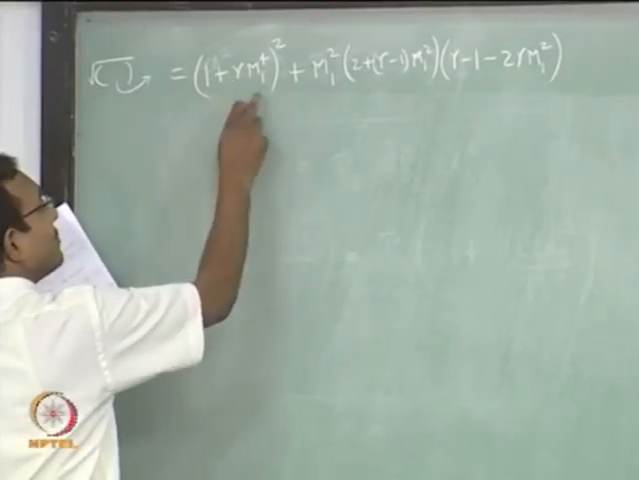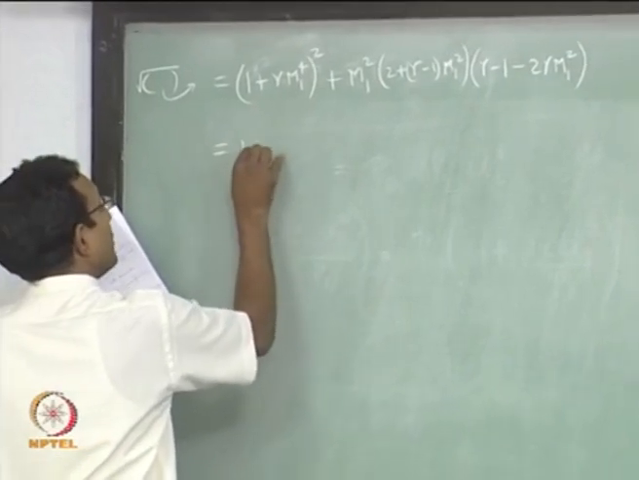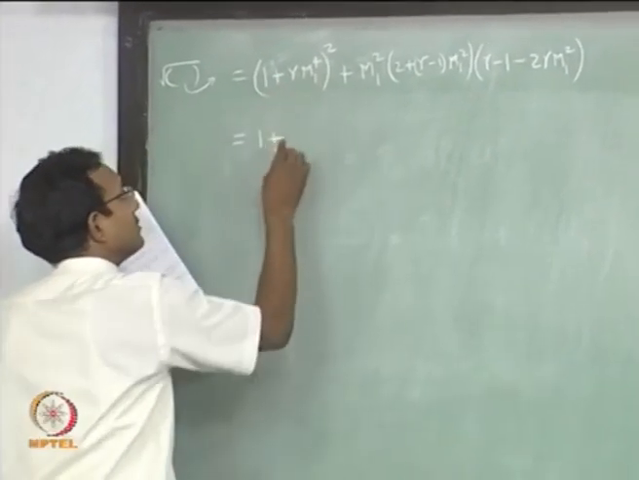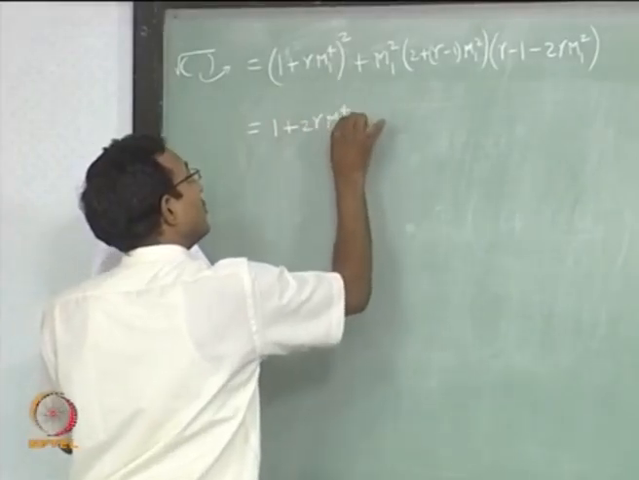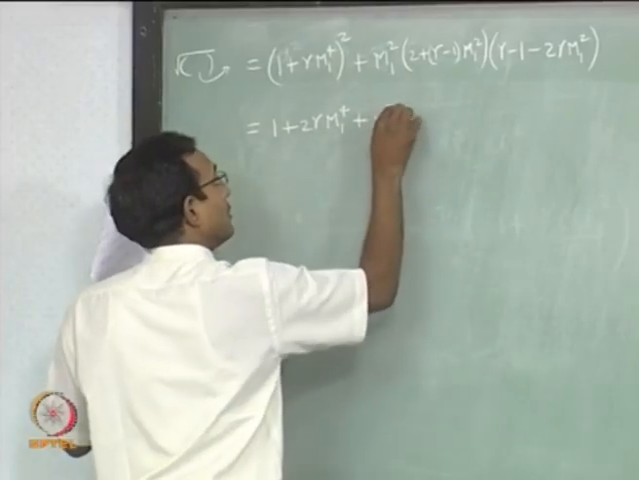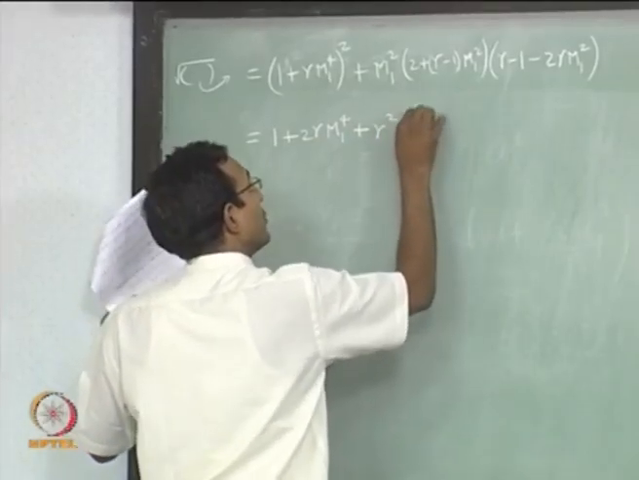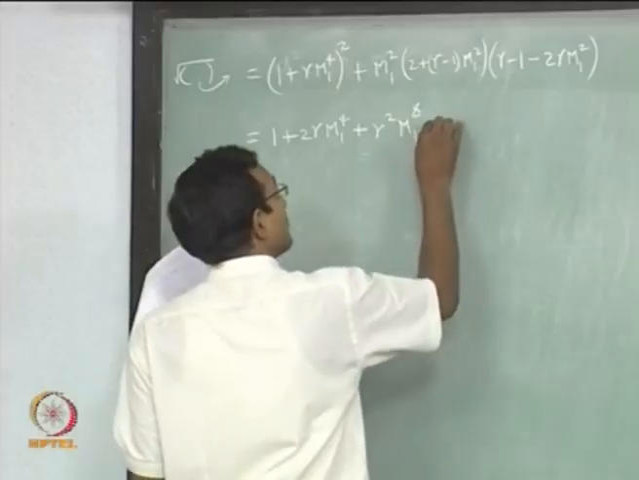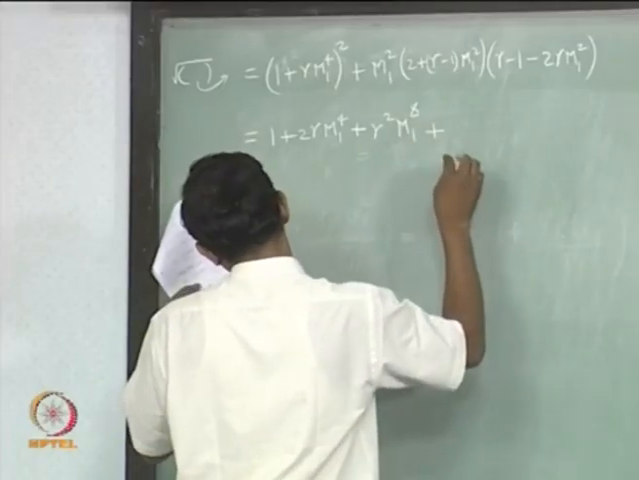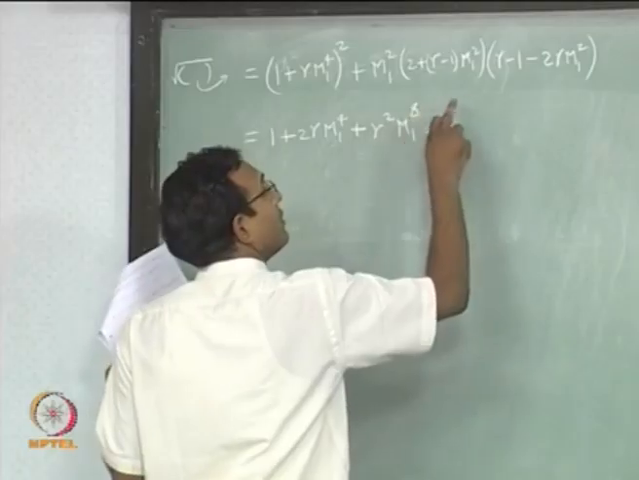As of now, it is (a plus b) whole square. So, it is going to be 1 plus 2 into 2 gamma m1 power 4 plus gamma square m1 power 8. We have gone all the way up to 8 now, plus... I have to multiply things.